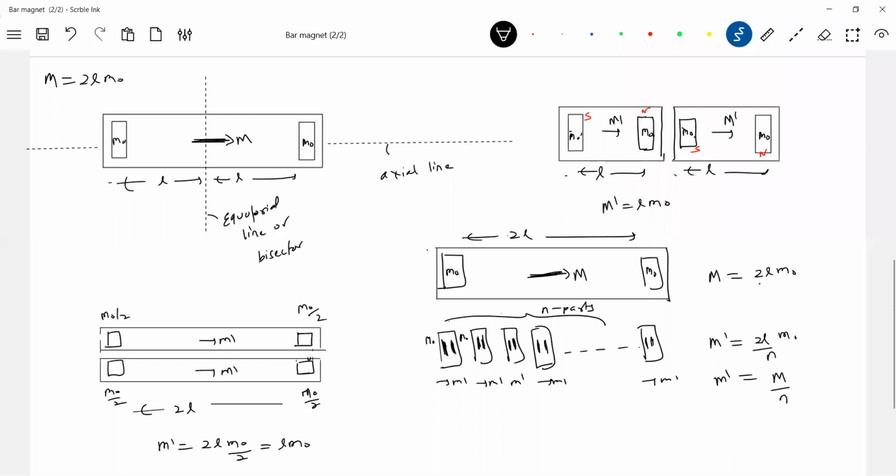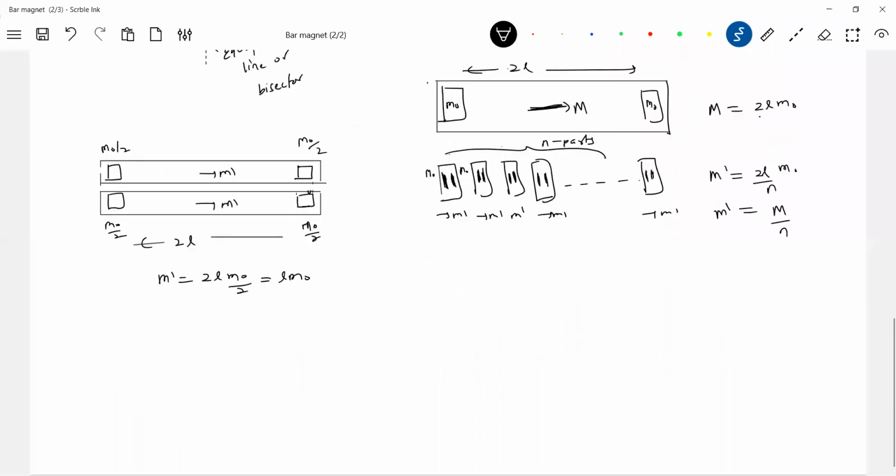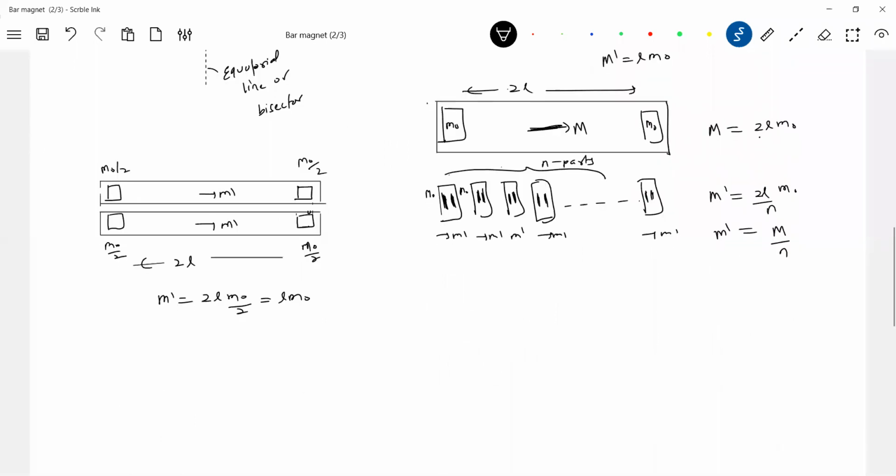Now we can also cut along the axial line. Okay, let me show it here.